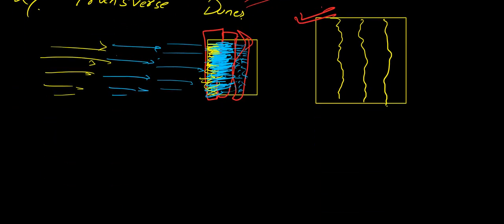Now let's move on to the third type of dunes. The third type of sand dunes is longitudinal dunes.